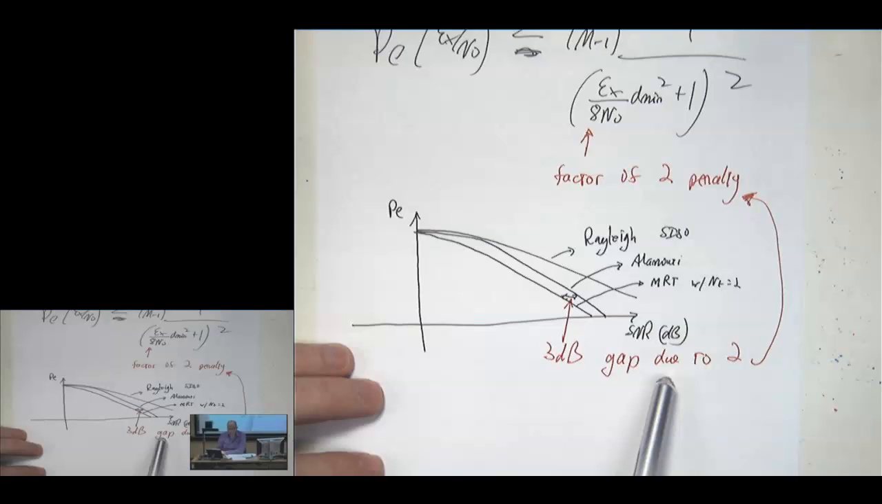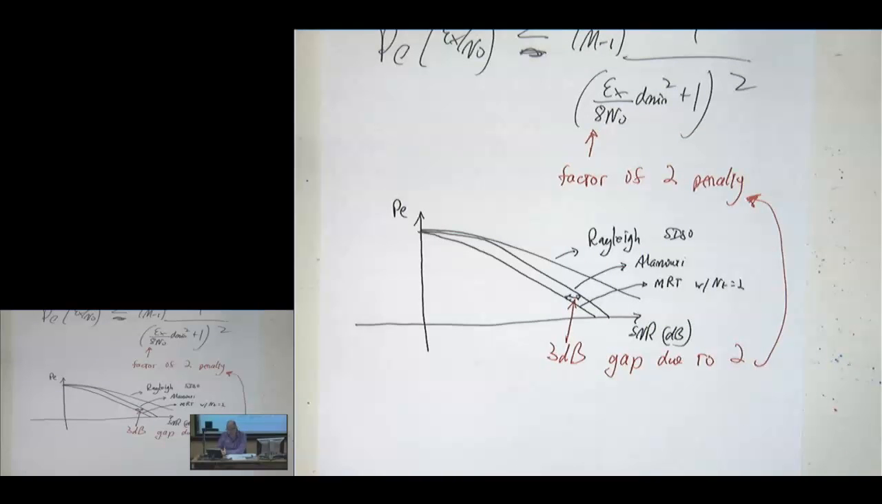If you know the channel, you can do transmit beamforming. If you don't know the channel, you can do the Alamouti code. So these are different strategies here.